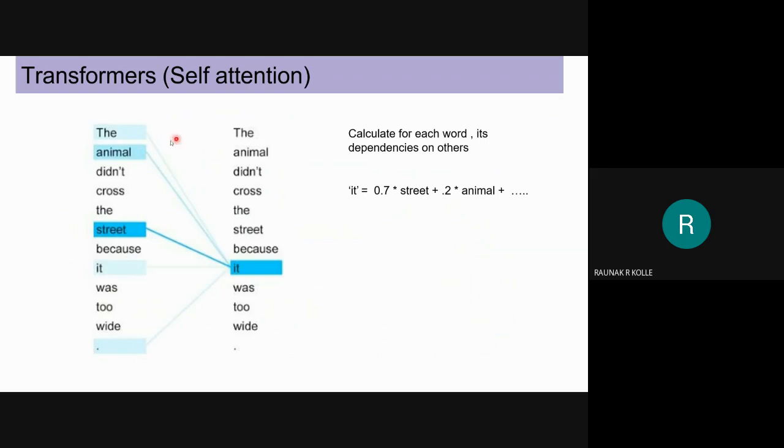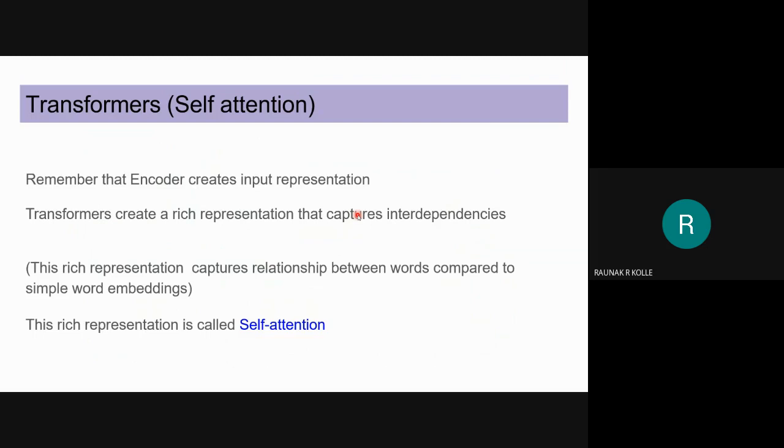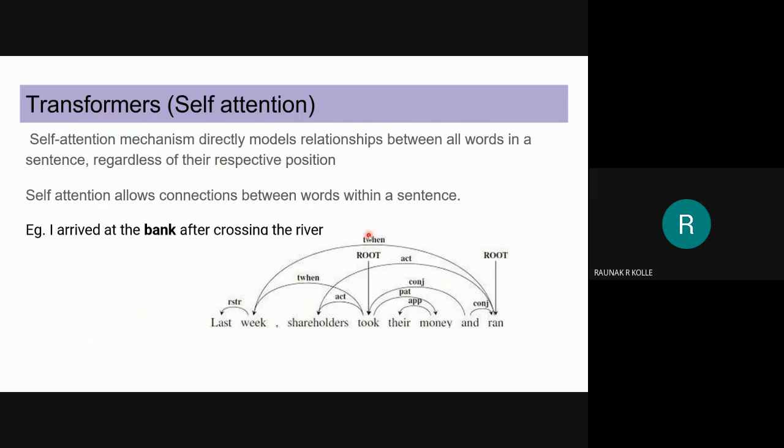Here, for example, a particular mathematical equation is used to calculate the dependency of a particular word on several other words. Remember that the encoder creates an input representation. Transformers create a rich representation that captures the interdependencies. This rich representation captures the relationship between words compared to simple word embeddings. This rich representation is called self-attention. The self-attention mechanism directly models relationships between all words in a sentence regardless of their respective positions. Self-attention allows connections between words within a sentence.